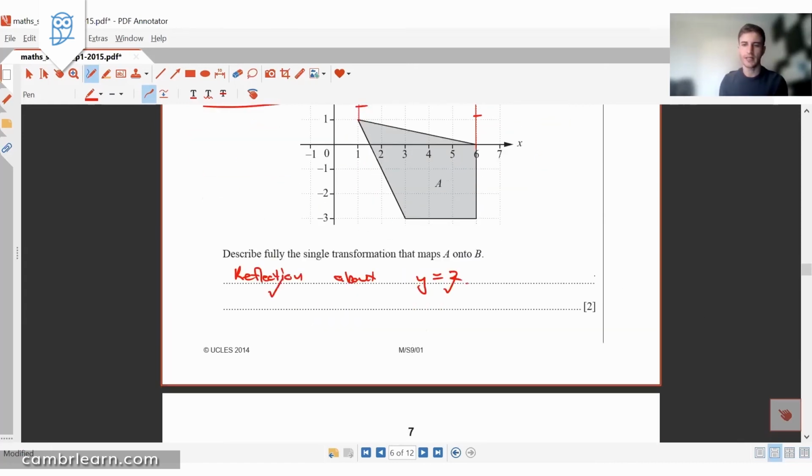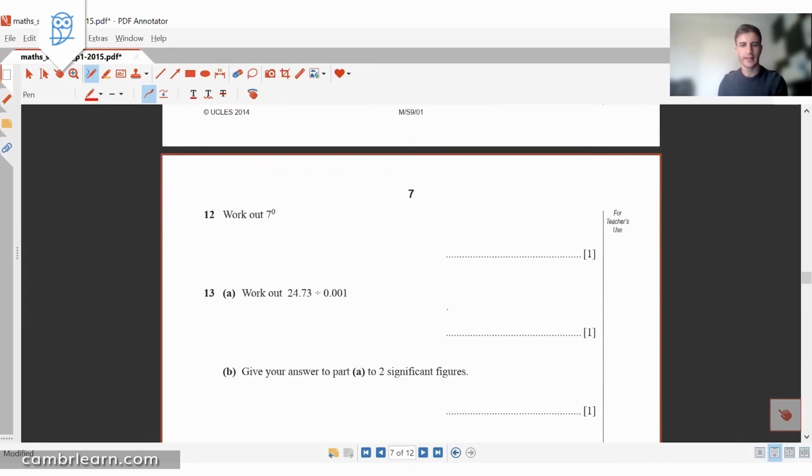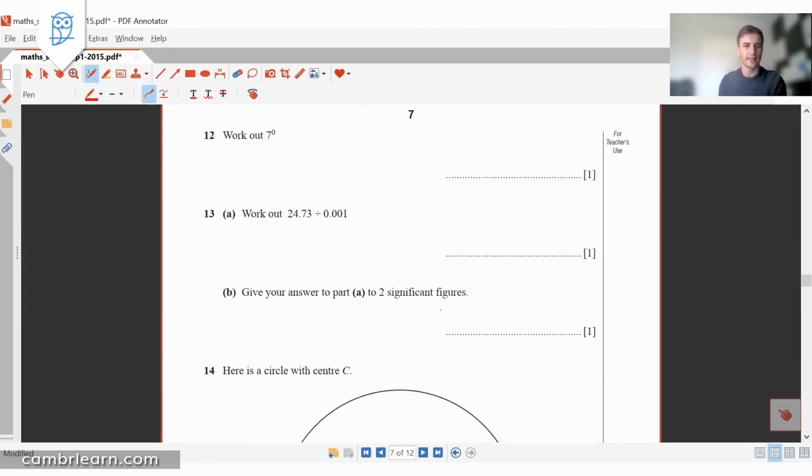Right, there we go, 2 marks, easy stuff. Okay, moving on, we are almost halfway. This one, work out 7 to the power of 0. Okay, remember, anything to the power of 0 is just equal to 1.